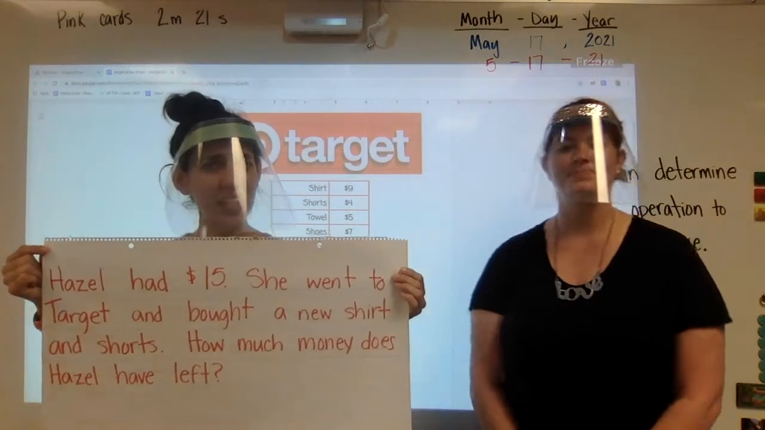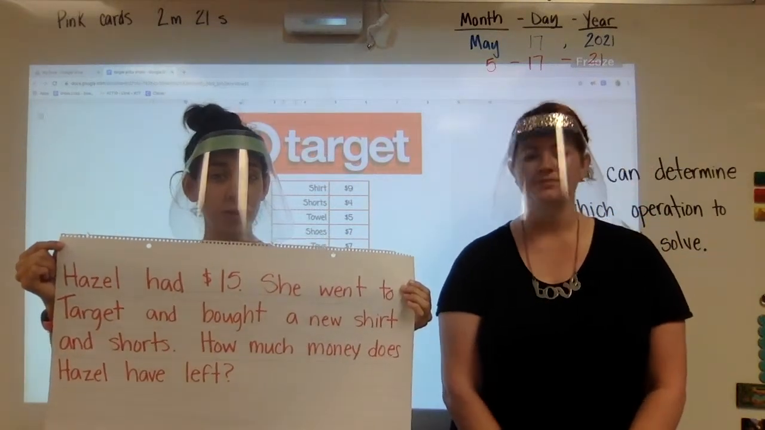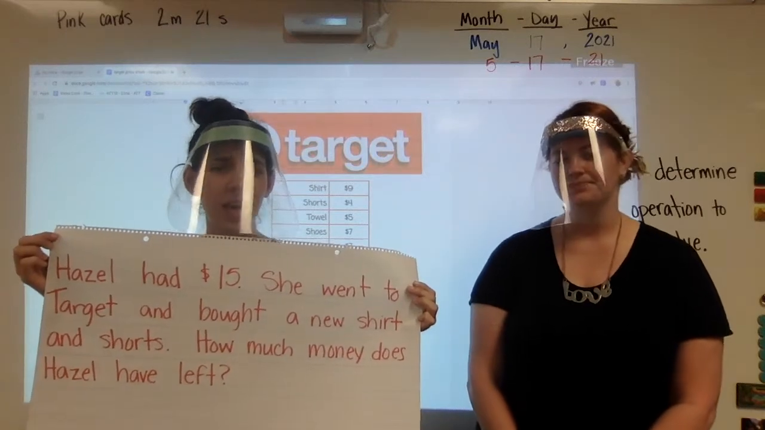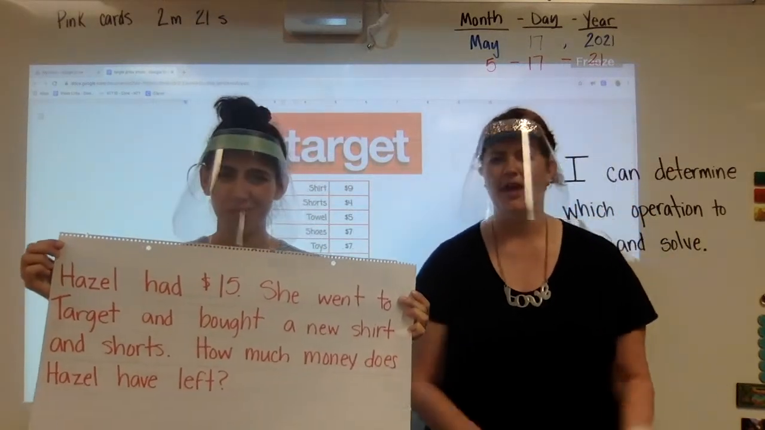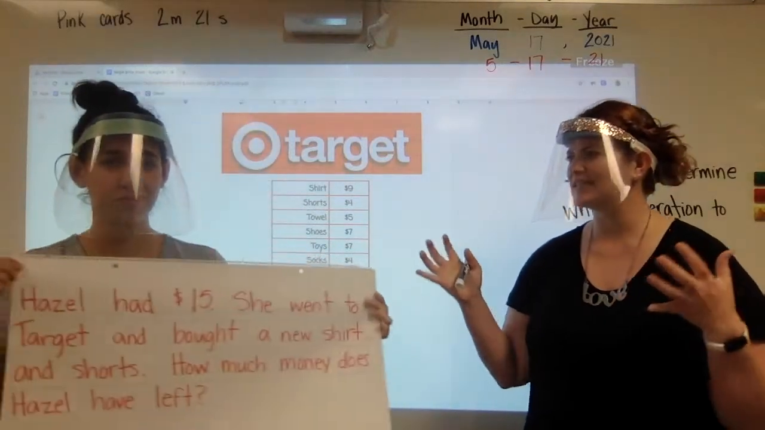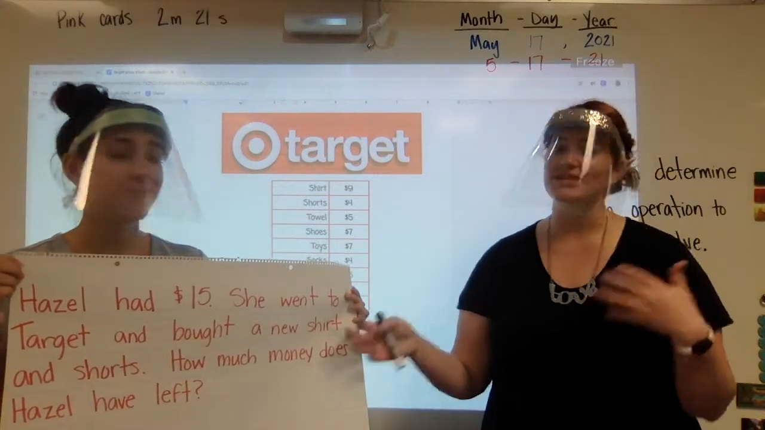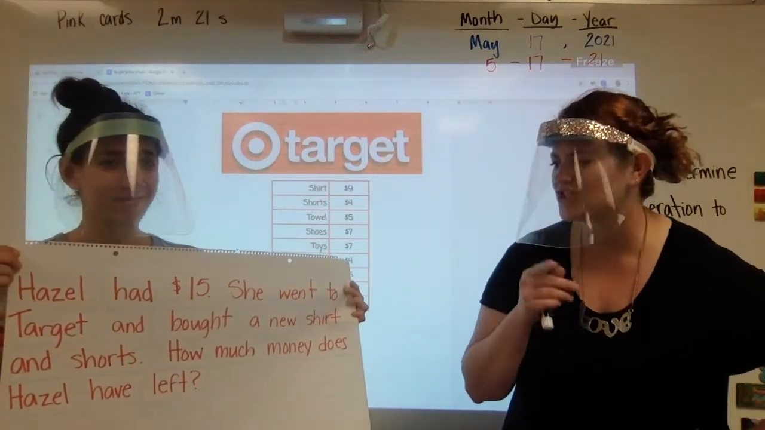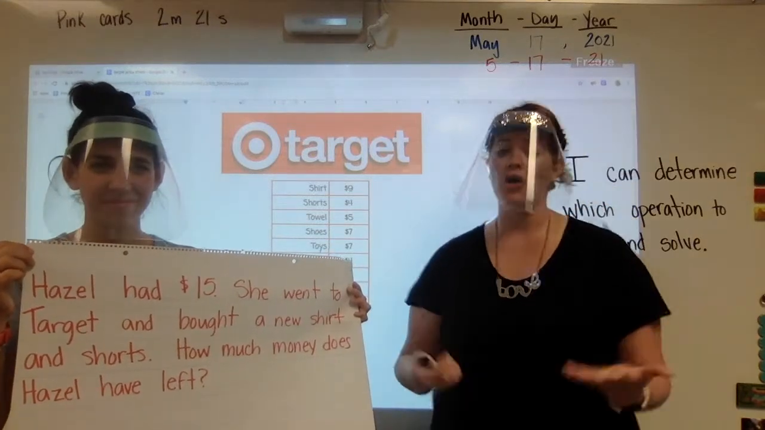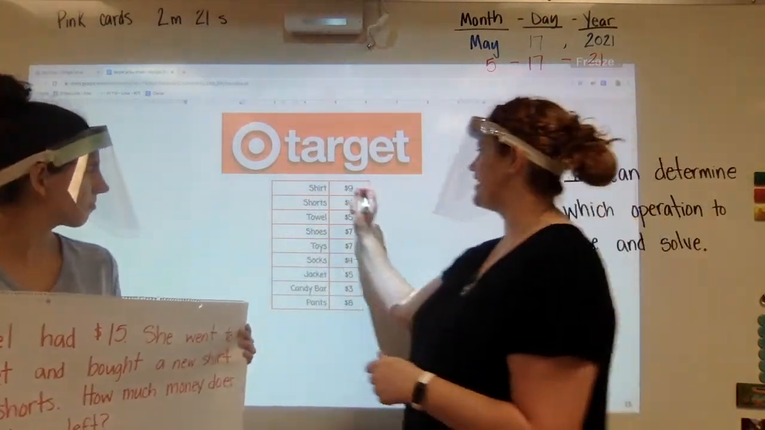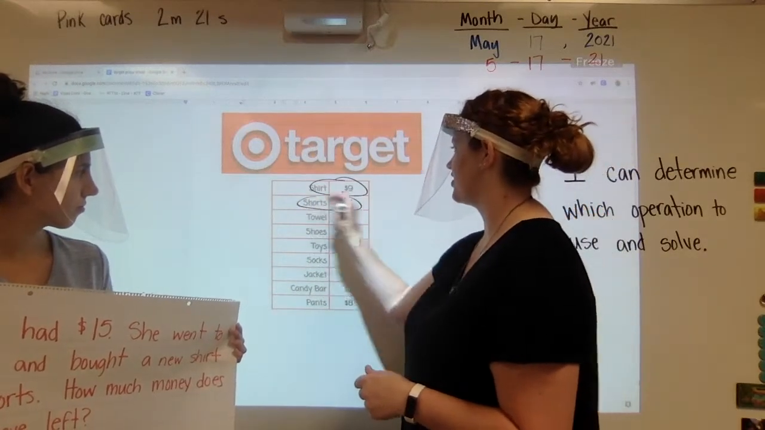It says Hazel had $15. She went to Target and bought a new shirt and shorts. How much money did Hazel have left? Okay, well, it's asking how much she had left, which means I'm going to be subtracting. And she bought something, so that's where I'm going to take it away. Let me see. What did she buy? Oh, she bought a shirt and shorts. Okay, well, let me find a shirt right here, $9, and shorts right here, $4.